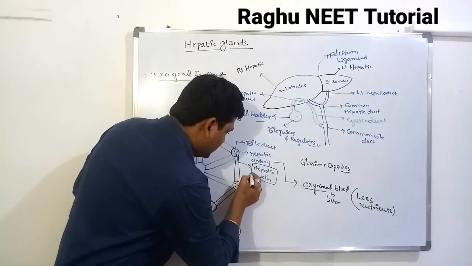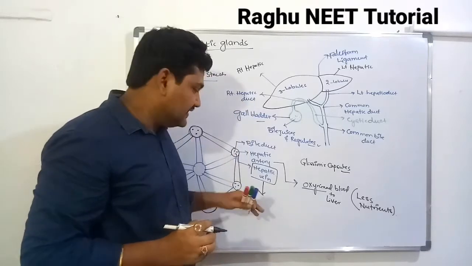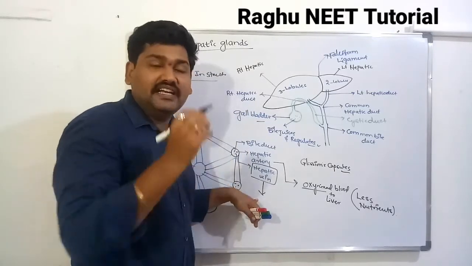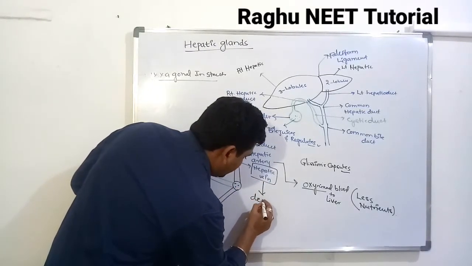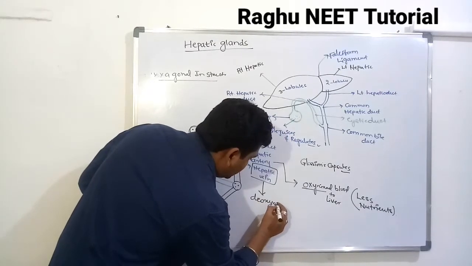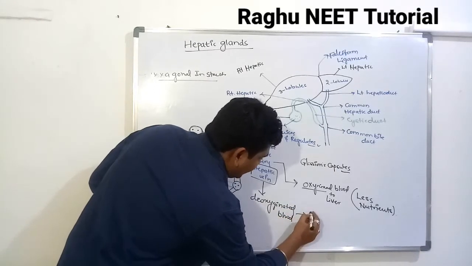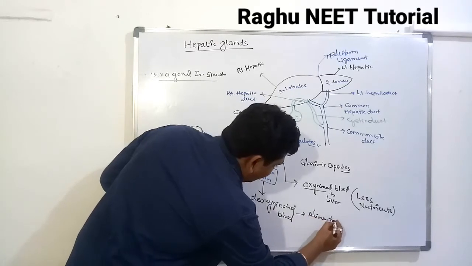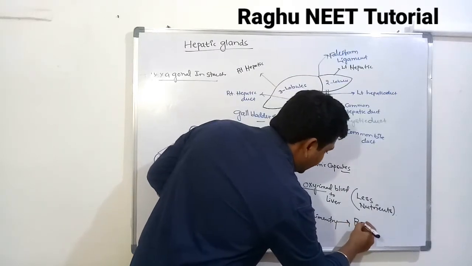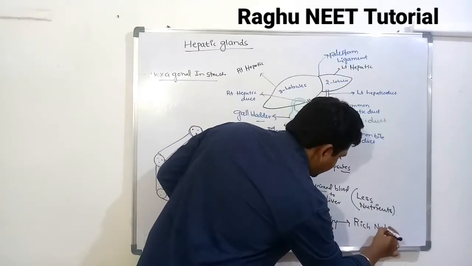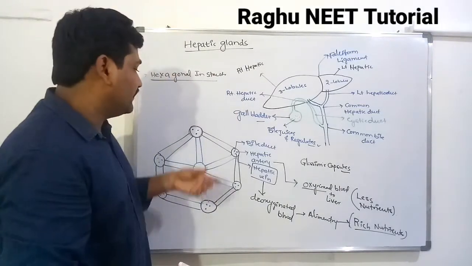Hepatic vein. This vein carries deoxygenated blood from the alimentary canal. What is that? It carries deoxygenated blood from the alimentary canal. This deoxygenated blood is rich in nutrients. Very important from the examination point of view. They ask many questions on this.